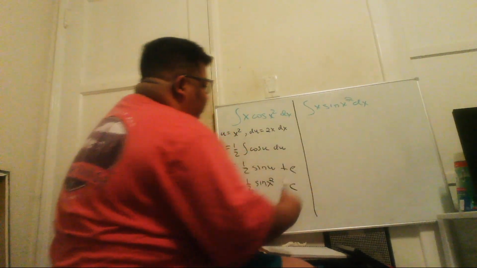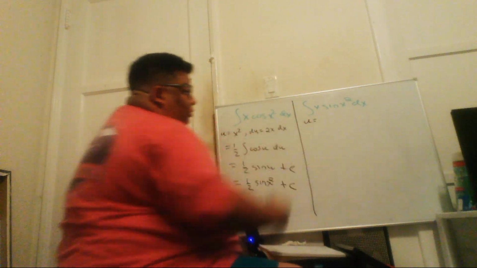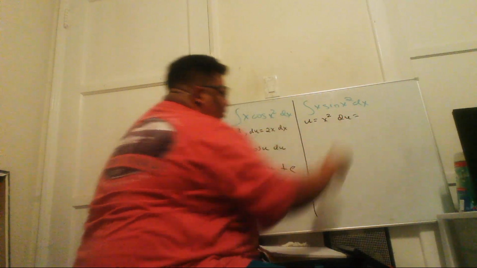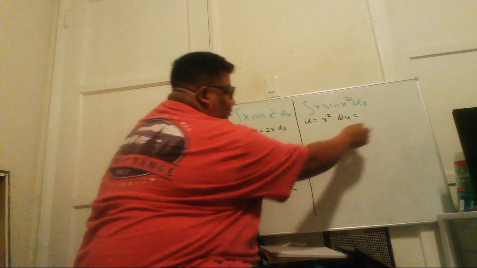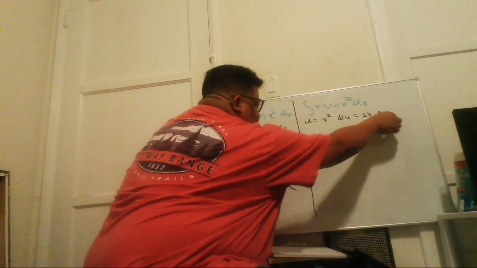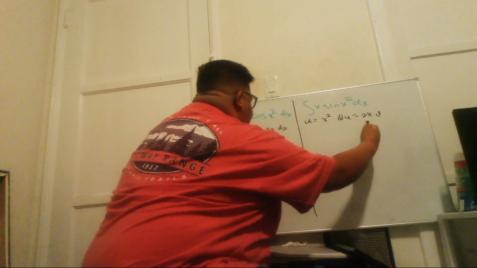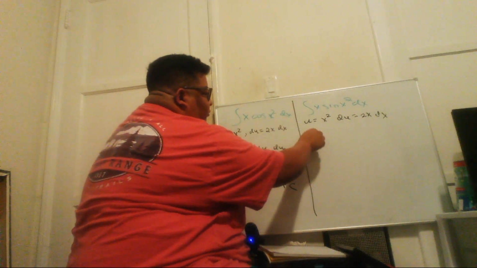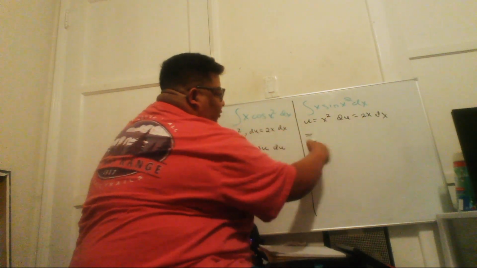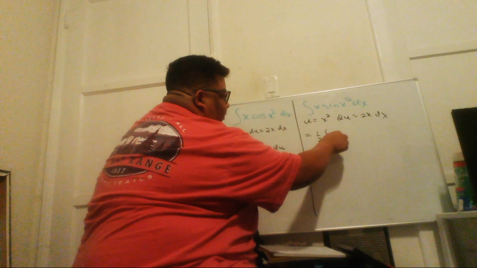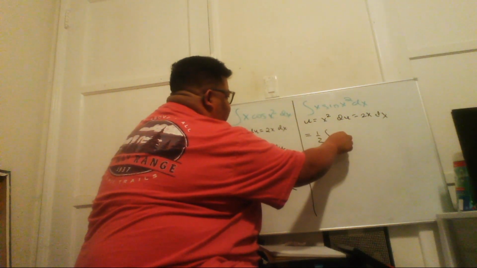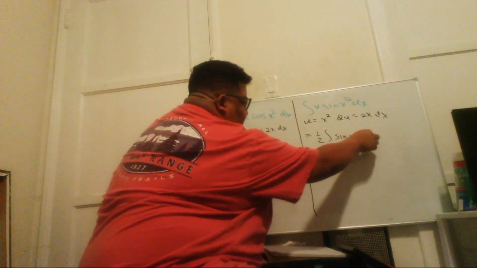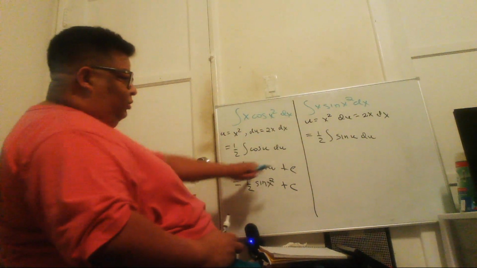Now the second integral is done similarly. We'll let u equal x squared, and then du is going to equal the derivative, so that's going to be 2x dx. Now we're plugging into the original integral, and because of the 2 we have to compensate again. So 1/2, and then we're going to have sine u du.